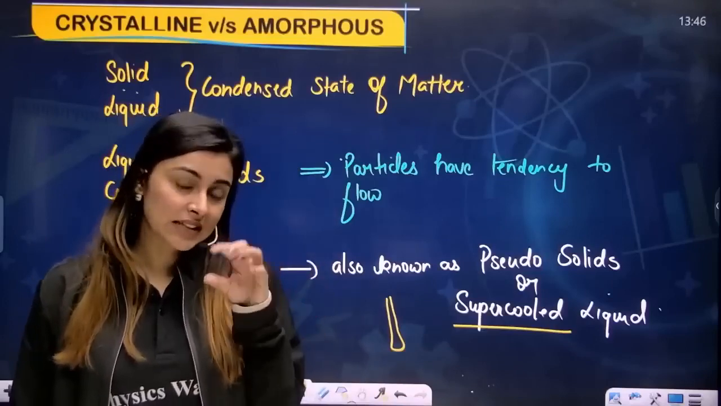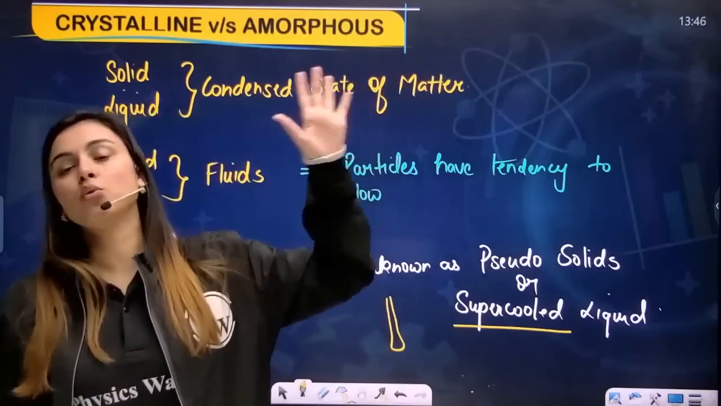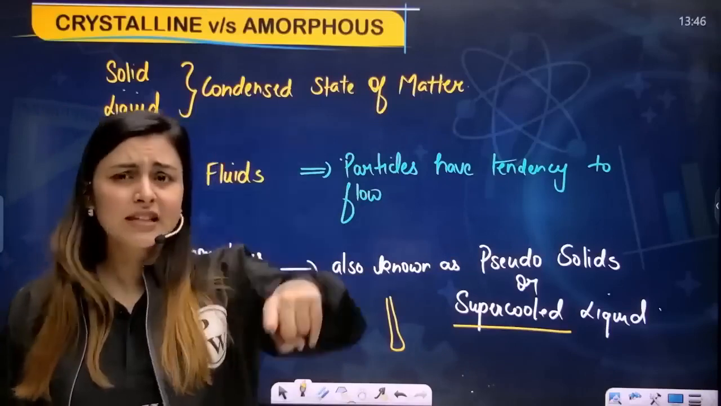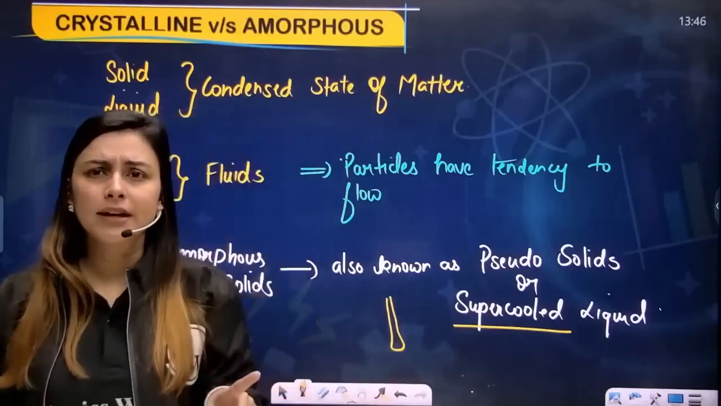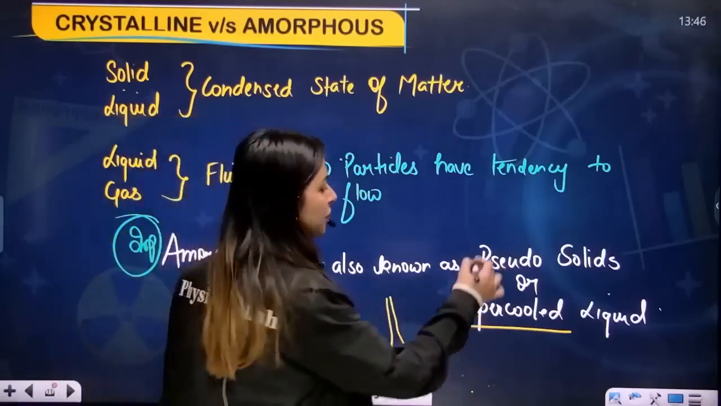So definitely it has some properties of a liquid, so we say that it is a supercooled liquid. One name is this, and the other is pseudo-solid, because amorphous is a solid, but it is not behaving like a solid. Yes, it is a fake solid. That is the reason pseudo means fake.